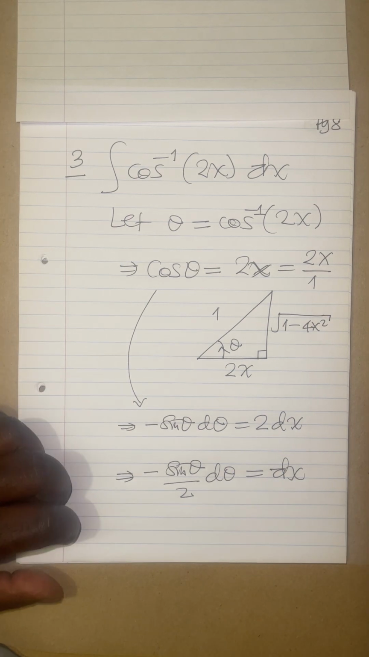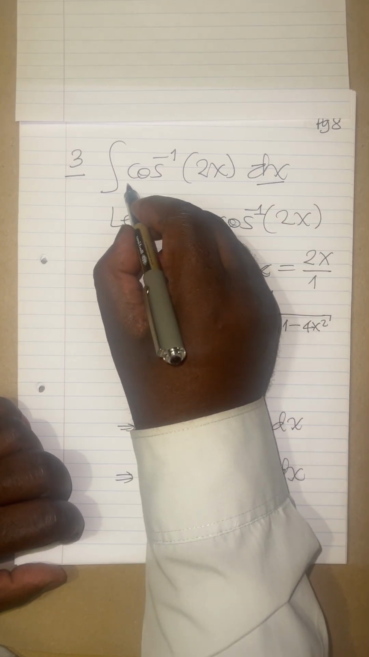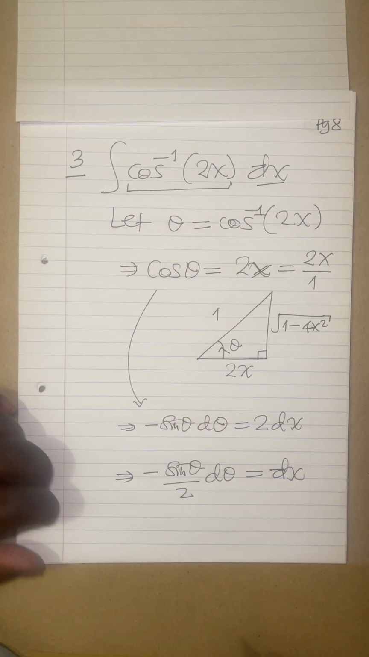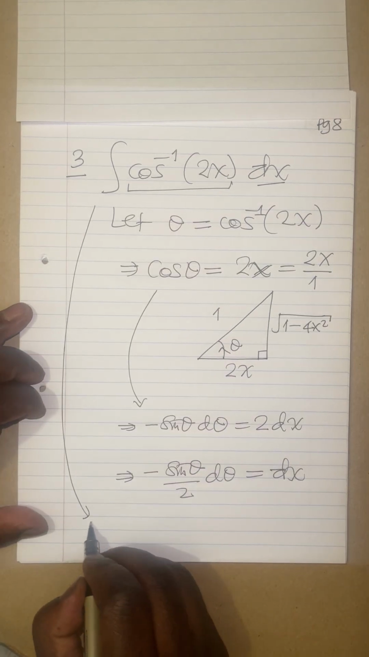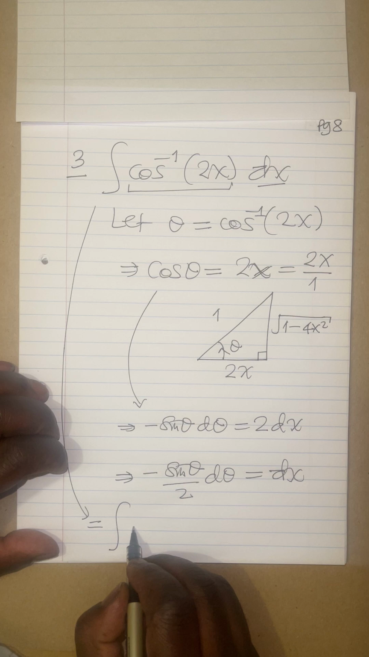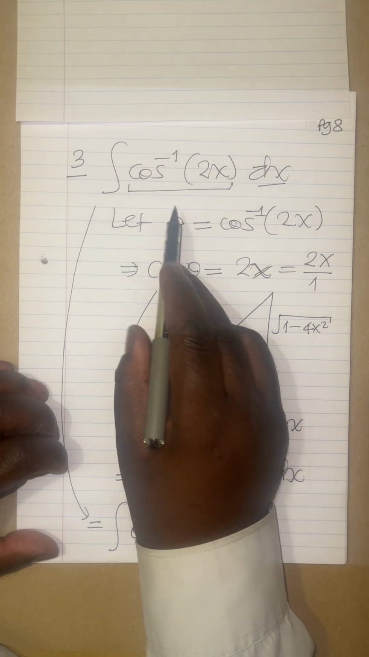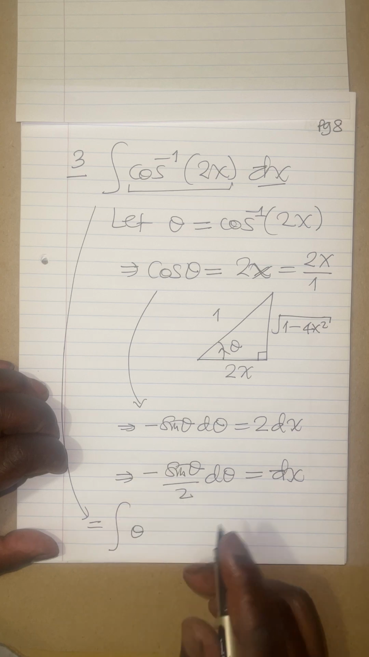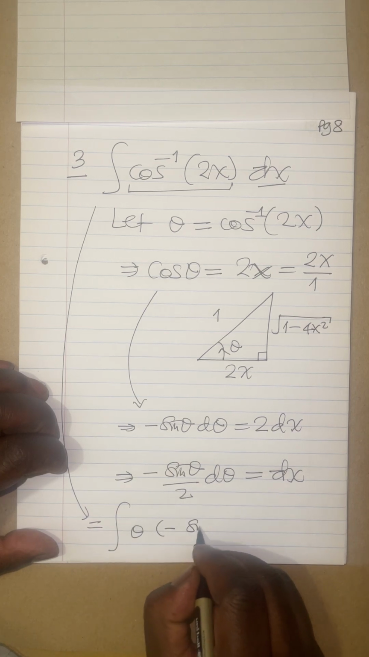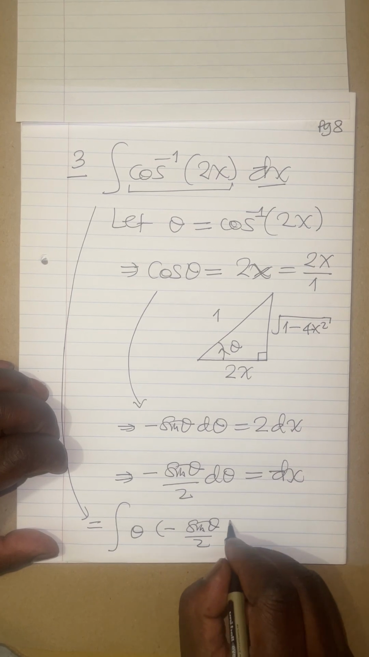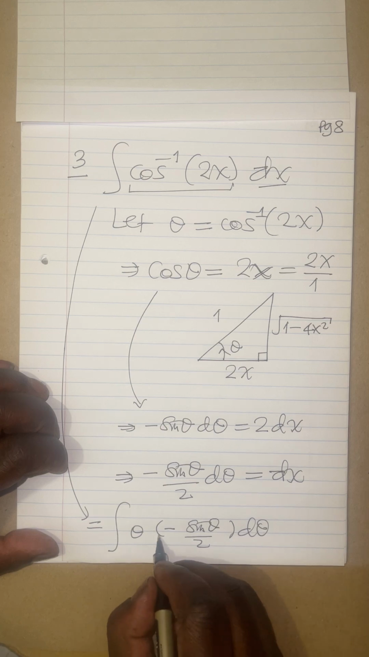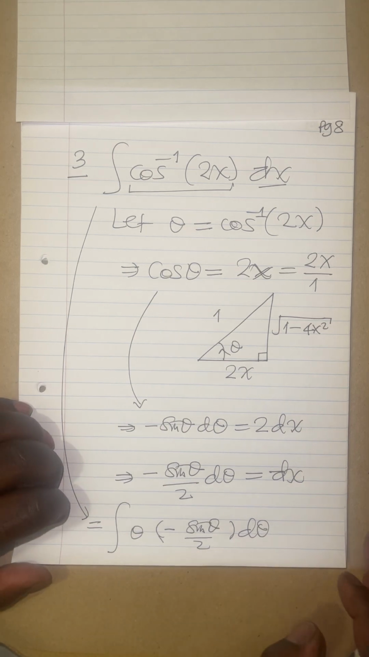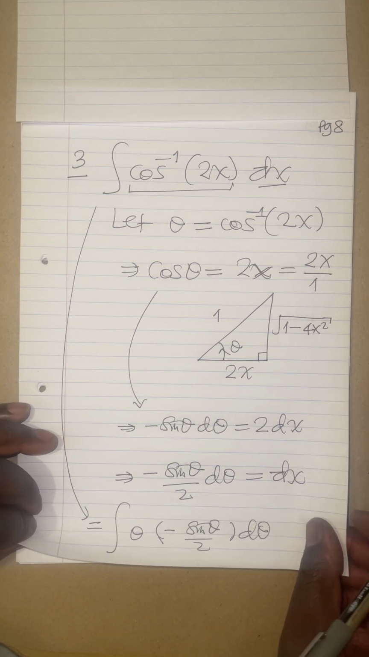Now, so this is taken care of. That is also taken care of. So this integral then changes to the integral of theta. Remember, theta is this one here. And then for dx, I'm going to have this expression, minus sine theta over 2, d theta, like this. We take the minus out, of course, together with the half there, dividing.